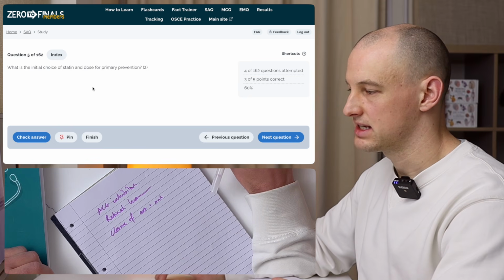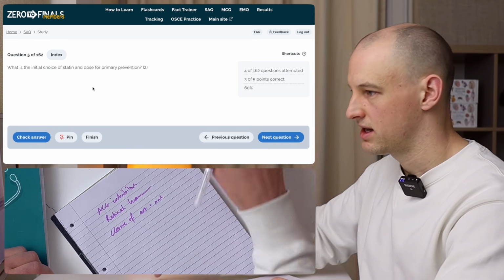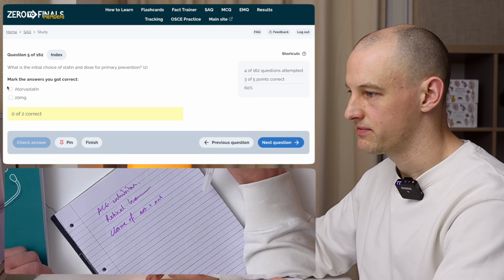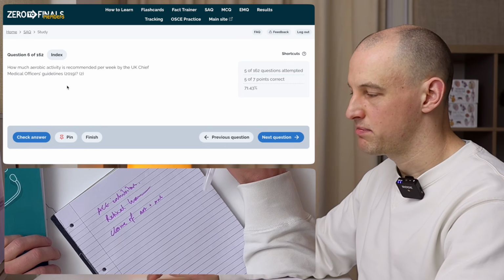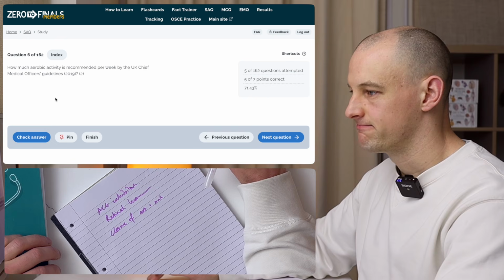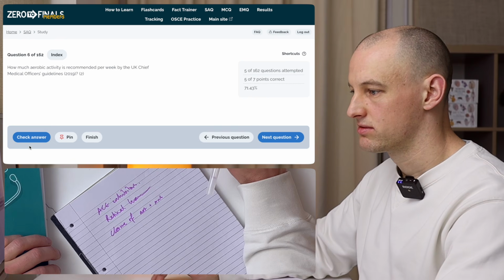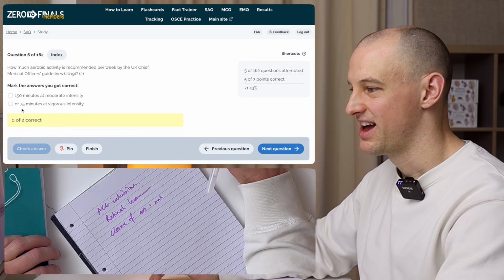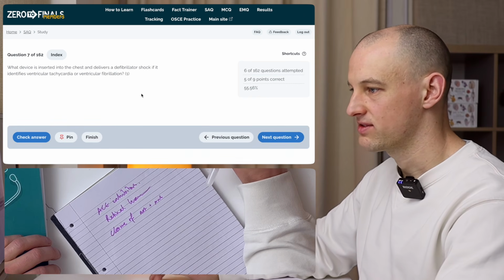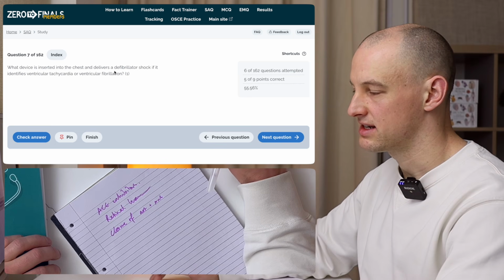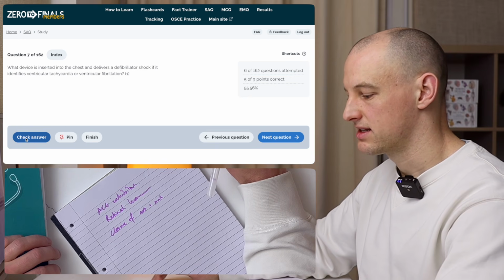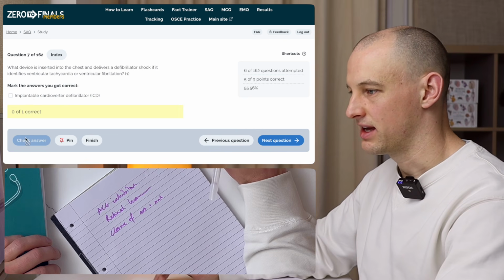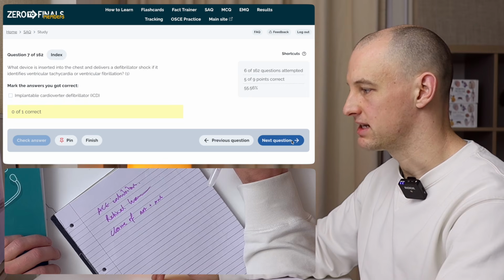What is the initial choice of statin and dose for primary prevention? I'm going to say atorvastatin 20 milligrams. That's great. How much aerobic activity per week is recommended? I'm going to say 30 minutes. Okay, that was wrong. Next question. What device is inserted in the chest that delivers a defibrillator shock if it identifies VT or VF? I'm going to say, for the sake of this, just a standard pacemaker. No, it's an implantable cardioverter defibrillator.